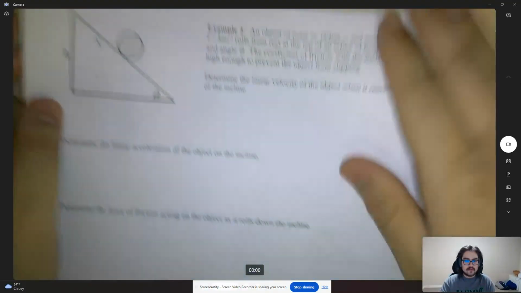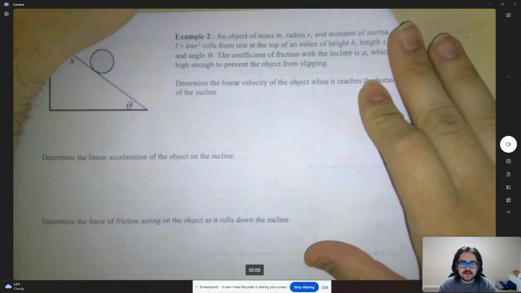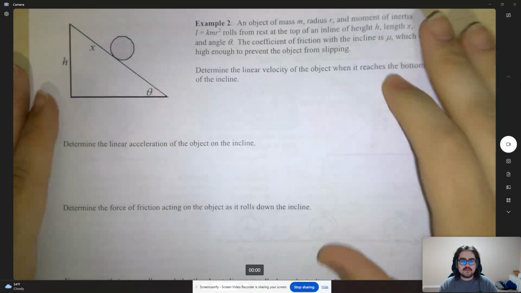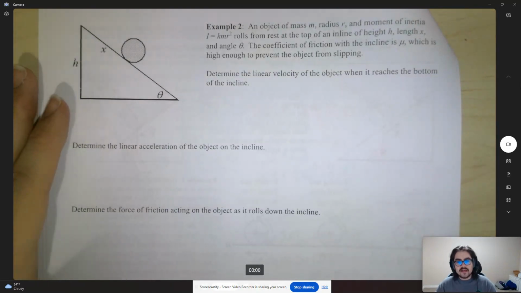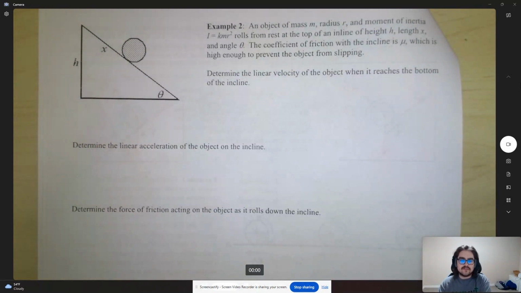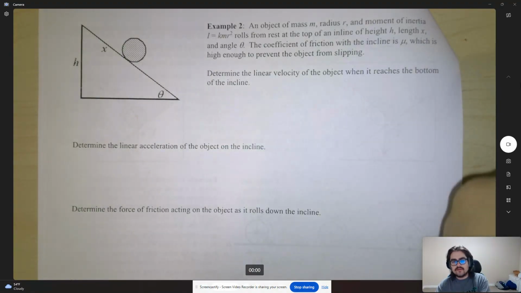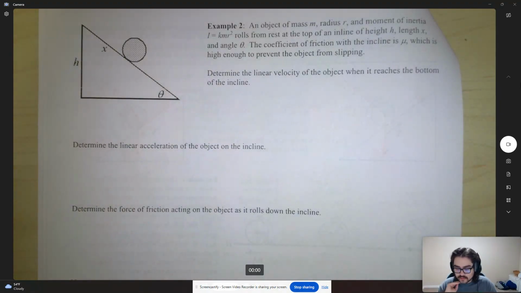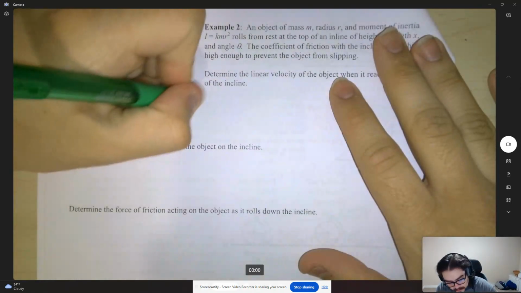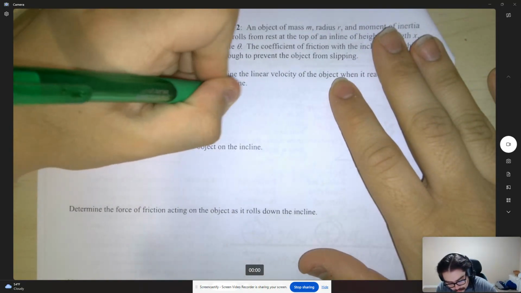Is that the end of that? No, there's one more problem. You have an object of mass m, radius r, moment of inertia kmr squared, that rolls from the top of an incline of height h, length x, and angle theta. The coefficient of friction with the incline is mu, which is high enough to prevent the object from slipping. Well, the object is going to go from GPE to both KEs.